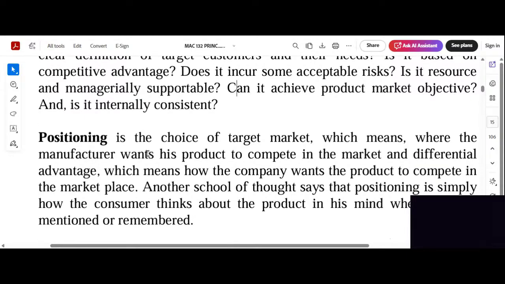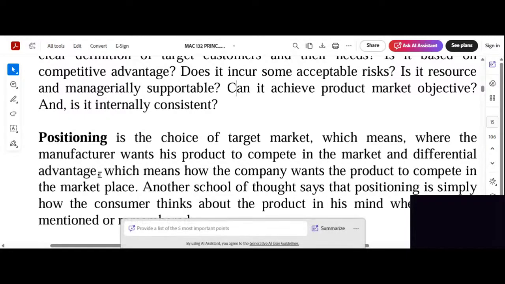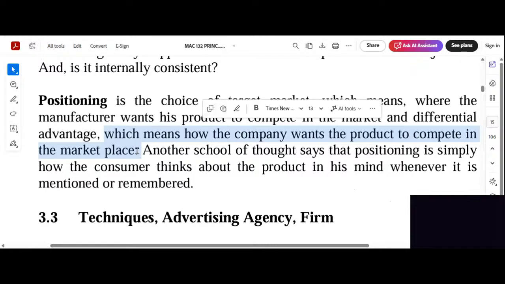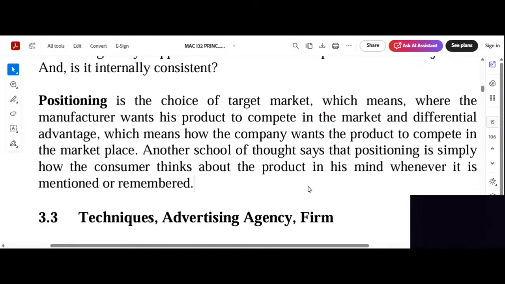Now, positioning. What does it mean? Positioning is the choice of target market, which means where the manufacturer wants his product to compete in the market, and differential advantage, which means how the company wants the product to compete in the marketplace. Another school of thought says that positioning is simply how the consumer thinks about the product in his mind whenever it is mentioned or remembered.